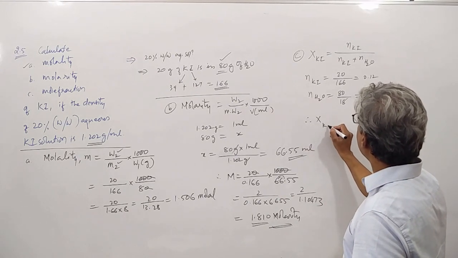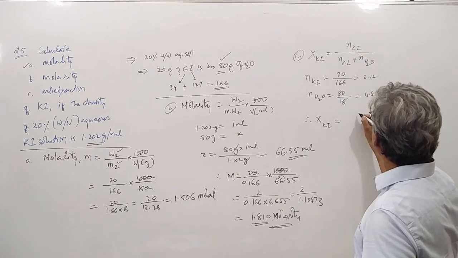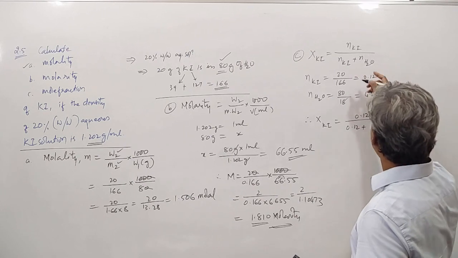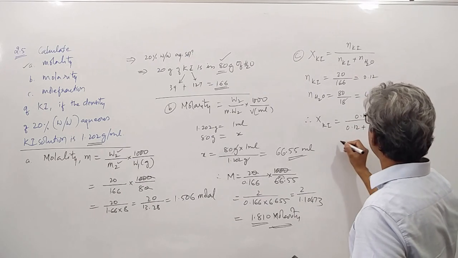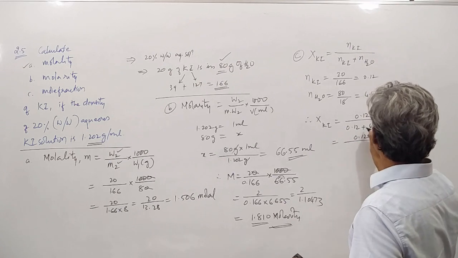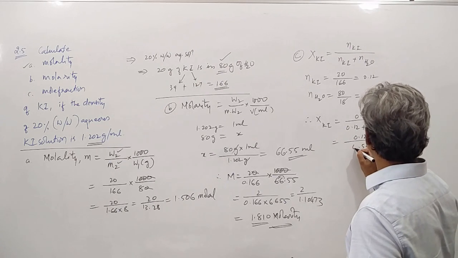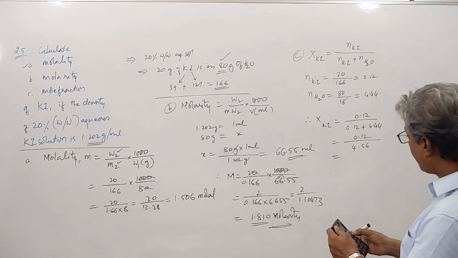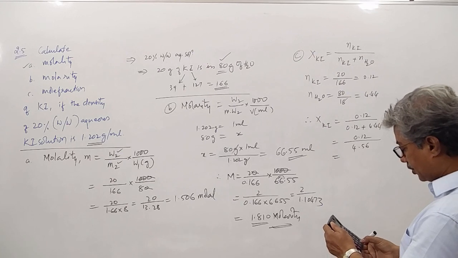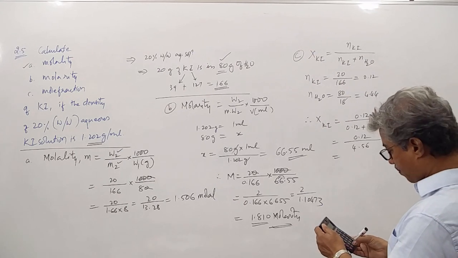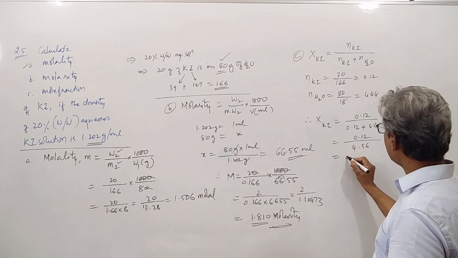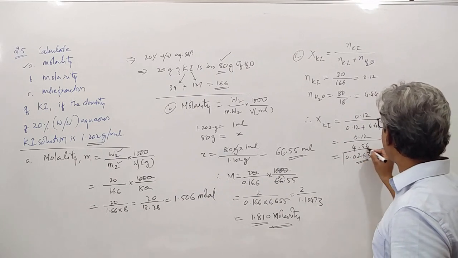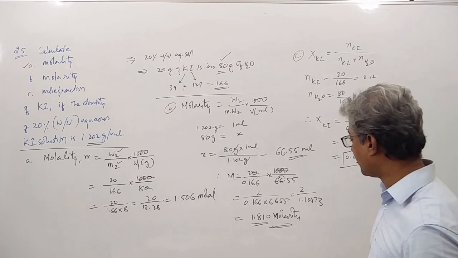Therefore, mole fraction of KI will be number of moles of KI, which is 0.12, divided by KI 0.12 plus water, which is 4.44. This is equal to 0.12 divided by 4.56. This will be equal to 0.0263. Well, this is the mole fraction of KI. So mole fraction of KI is unitless.